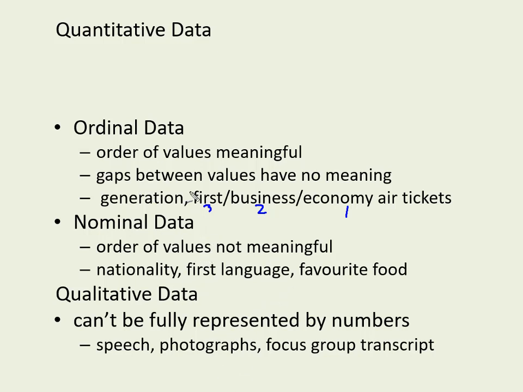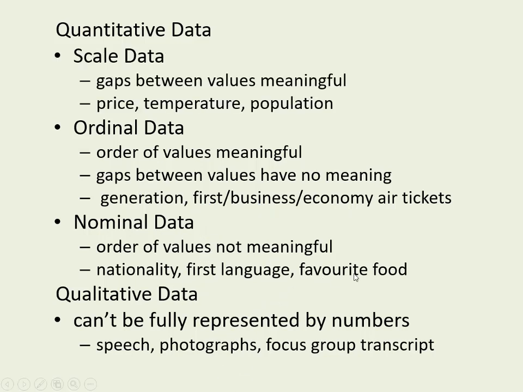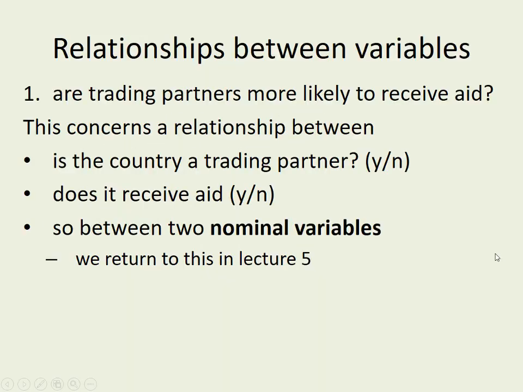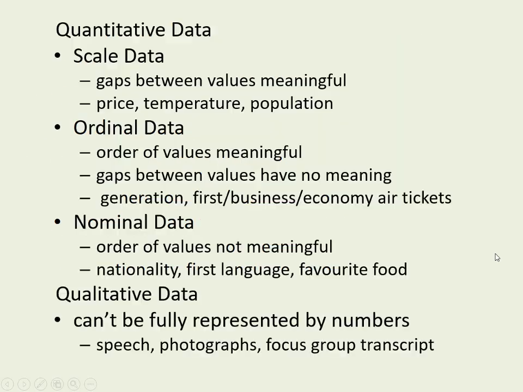And then finally, when we get to the top one, scale data, this is when it's easier again because the gaps between the values are meaningful. Price, temperature, population. So you can treat things really more like you treat numbers normally. So ordinal is the one that's going to cause you problems if anything does. Hopefully you can remember that from previous years.